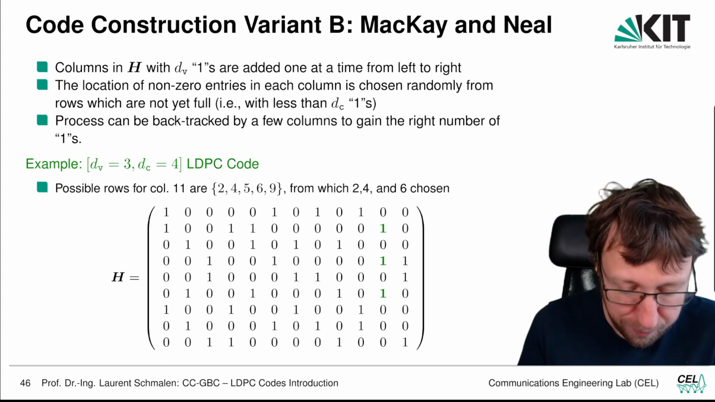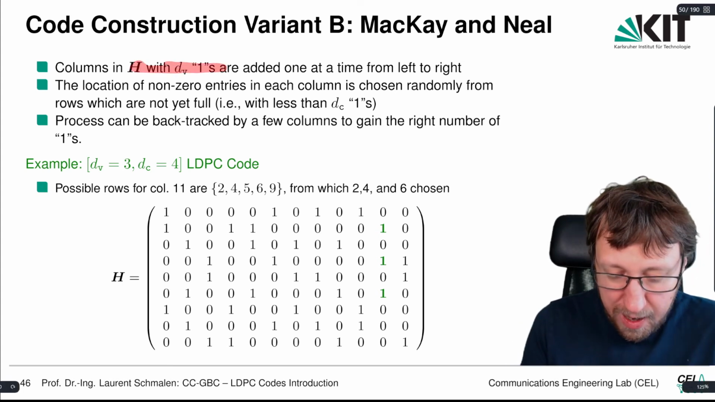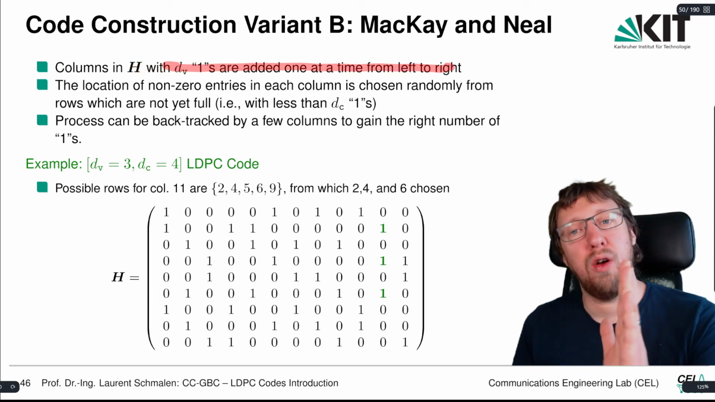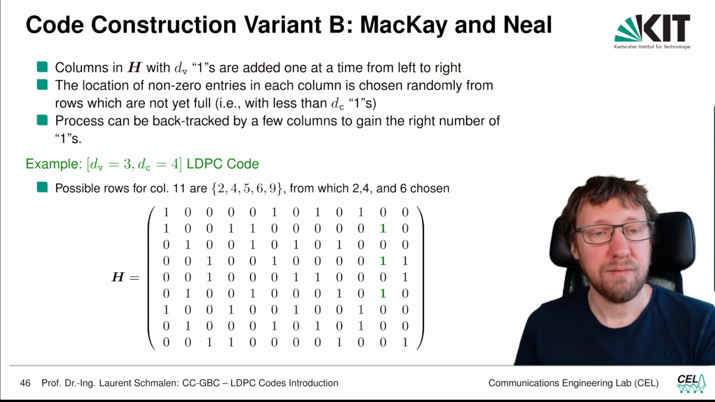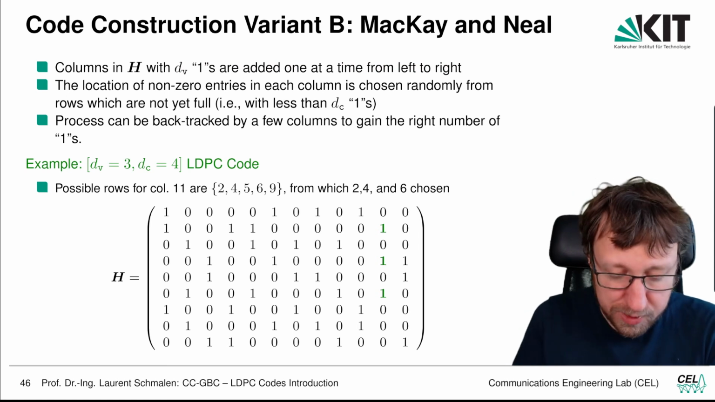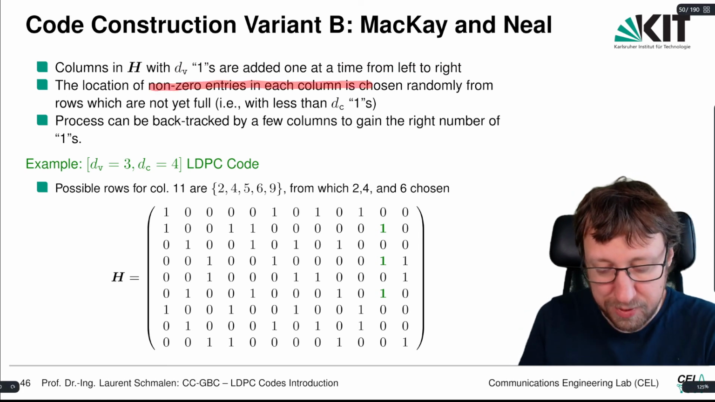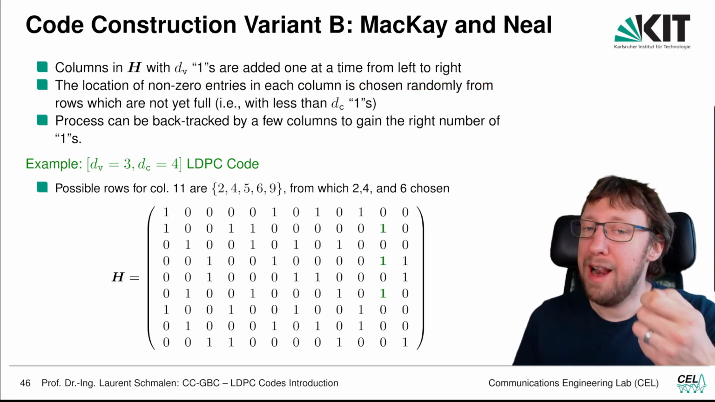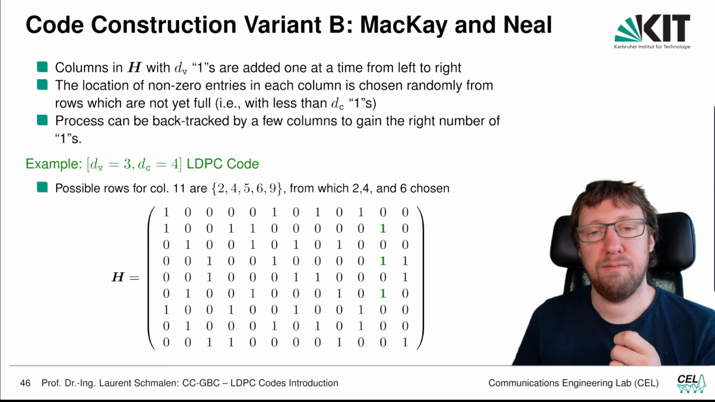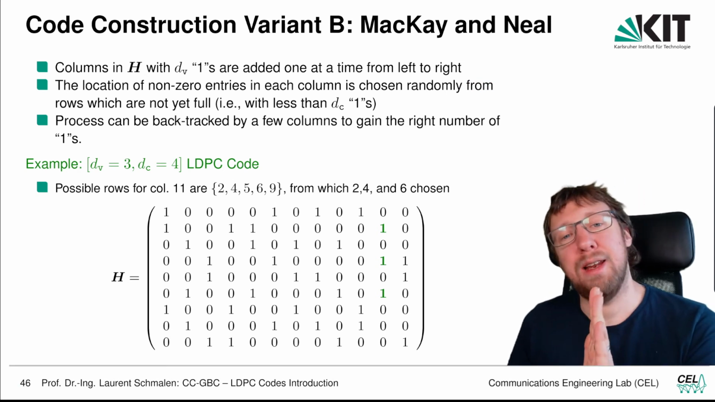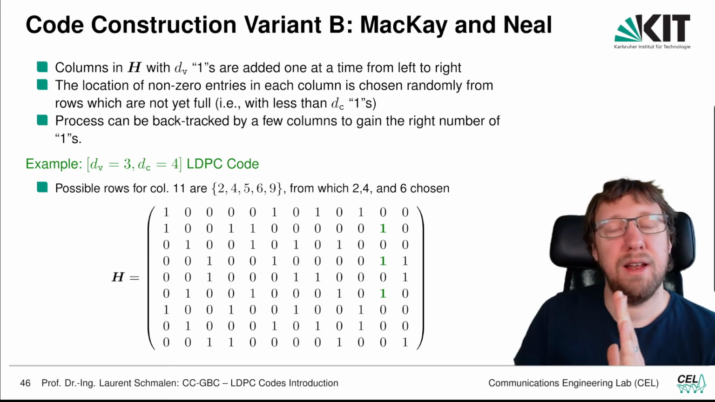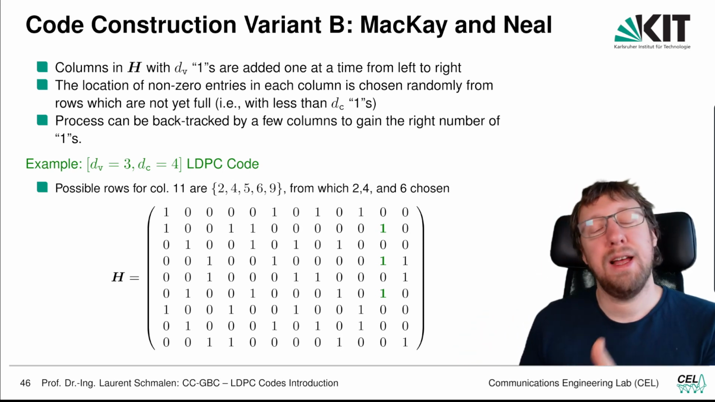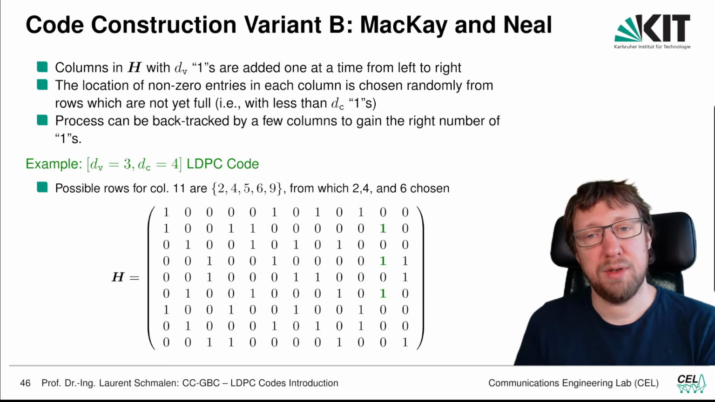So we start filling the columns of H, and we add a column with dv ones going from left to right. We choose the positions of the non-zero entries in each column randomly from the positions of the rows which have less than dc ones. When we reach the end, it may happen that we don't find enough such positions, and then we need to backtrack a little bit. Then we backtrack and see if we can fill some more columns.